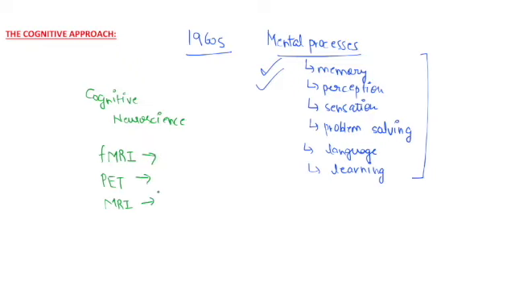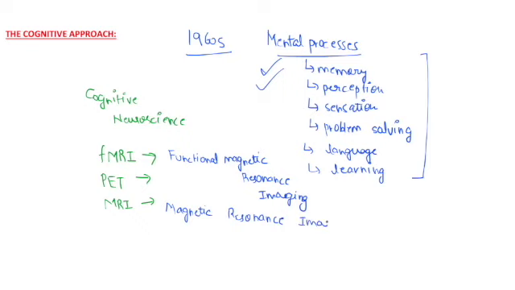Now, what's the full form? fMRI is functional magnetic resonance imaging. MRI is simply magnetic resonance imaging. PET, its full form is positron emission tomography, and these are being used a lot in cognitive neuroscience these days.